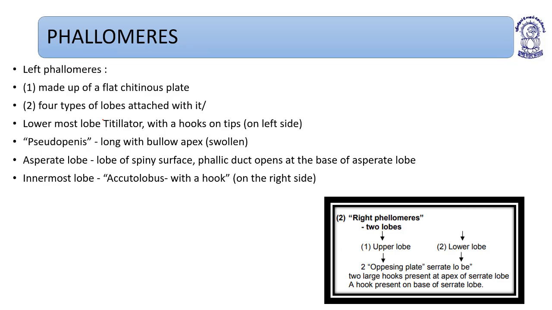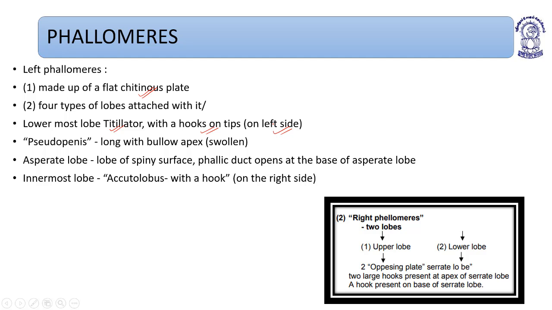Left phallomeres. The left phallomeres are made up of a flat chitinous plate. Four types of lobes are attached to it. The lowermost lobe is known as the titillator, which has a hook on the tip on the left side.